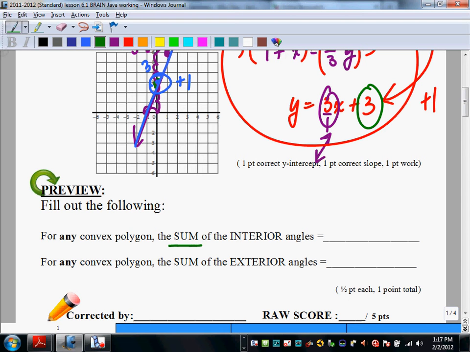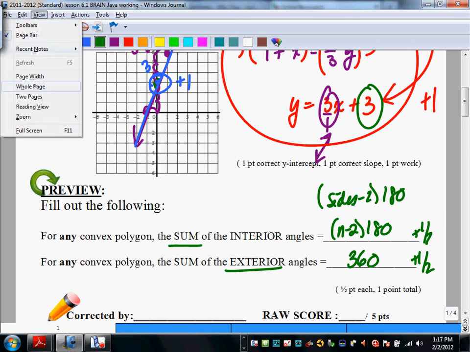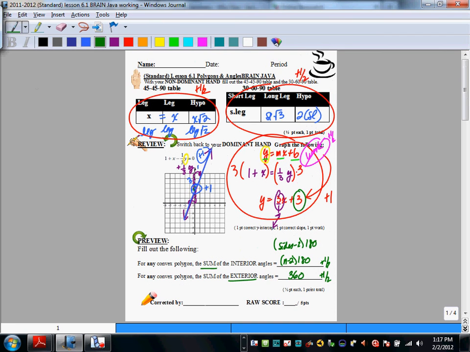It paid up for you on the Brain Java. The sum of the interior angles is sides minus 2 times 180. The sum of the exterior angles is always 360. That's half a point each. Total of 5. Score it up out of 5, guys.